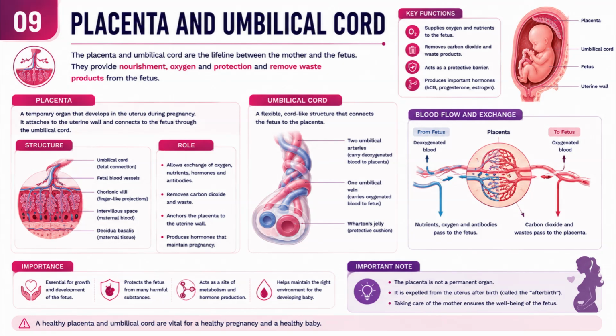The placenta also acts as a protective barrier, reducing the passage of many harmful substances and helping provide a safe environment for the growing baby. Therefore, the placenta and umbilical cord work together to ensure the fetus receives nourishment, oxygen, protection, and hormonal support throughout pregnancy. A healthy placenta is essential for the normal growth and development of the baby.